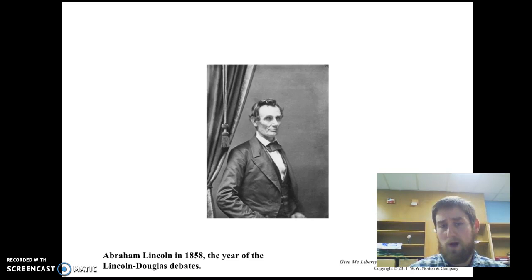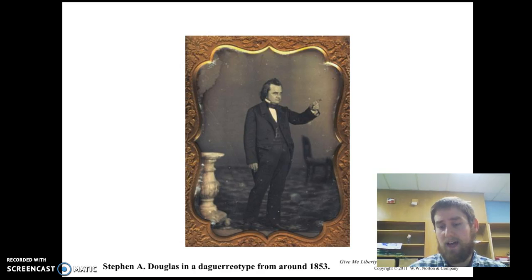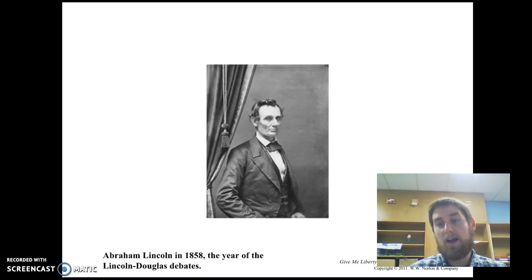But more importantly, while Douglas says it's up to the states to decide, Lincoln says that the North and the South should really come to a compromise, because more important than anything else is the unity of the nation. And that will sort of be the major issue of Lincoln's presidency when we get there.